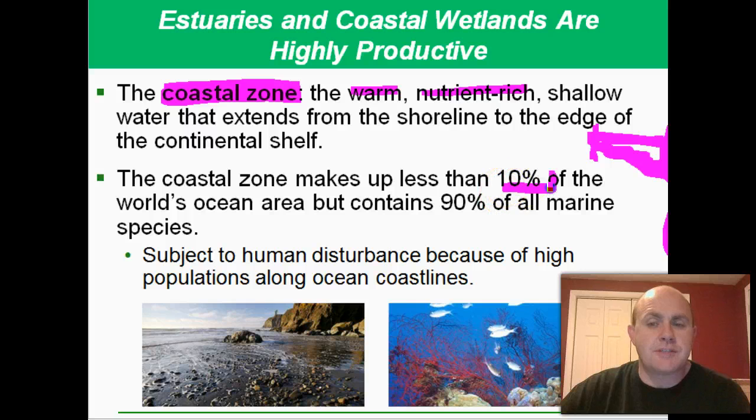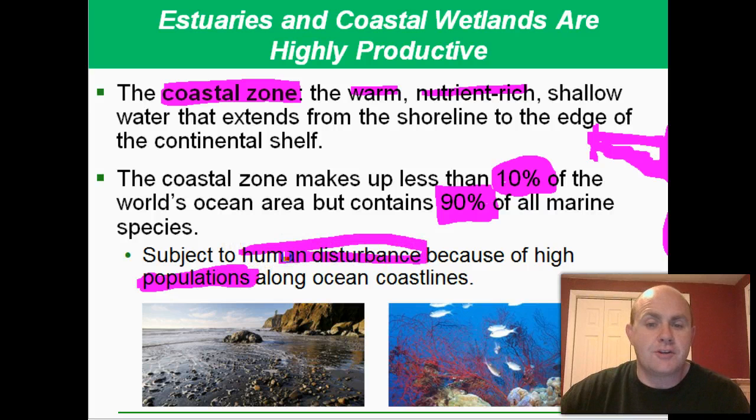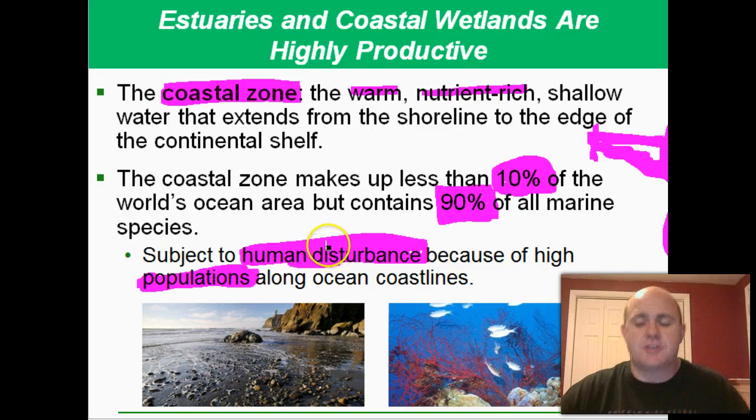Coastal zones are only 10% of the ocean, not very much, but most of the organisms live there. 90% of all the marine species live in there. And that means it's a very important place when it comes to water and wetland kind of habitats. But just as importantly, humans live in high population along coastal areas. So we are disturbing that area more than any other area. So it's important that we pay special attention to coastal areas when we work with aquatic systems.